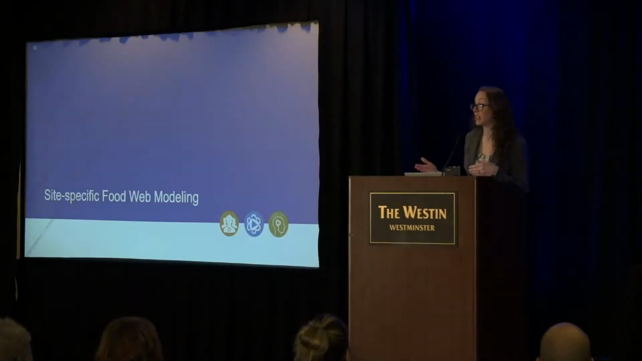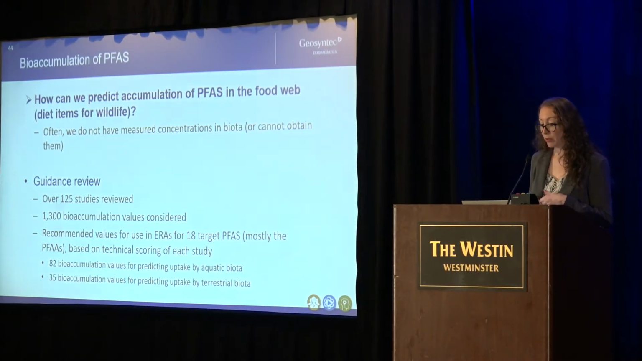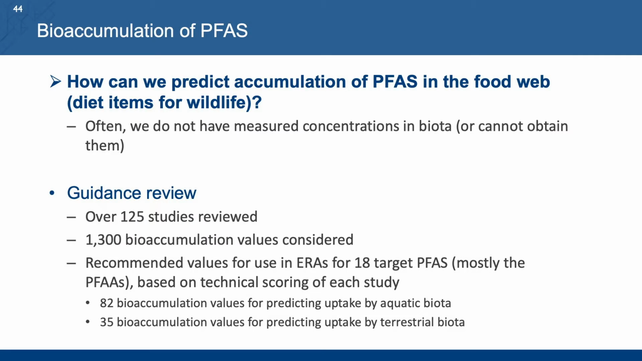But just so we have a framework of where we're starting from, we're really looking at an empirical model that's focused around lab-based values that measure bioaccumulation from different components of the food web. So the question we're trying to answer here is, how can we predict accumulation of PFAS in the food web? Because we need to understand the concentrations in diet items for wildlife in order to estimate their exposure. Oftentimes we can go out and measure this, but for a lot of reasons, cost, logistics, sometimes it's really difficult to get enough tissue samples to estimate these exposures.